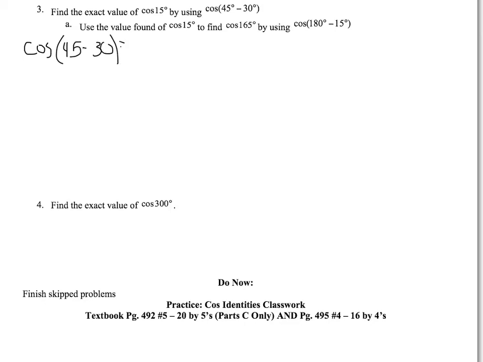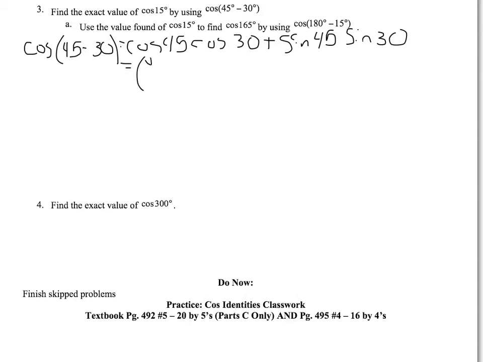So that's a difference identity because there's a minus in between. At the top of my paper, it says it's cos A, cos B. So cos 45, cos 30, plus sine A, so sine 45, sine B, sine 30. Type them each individually in your calculator.